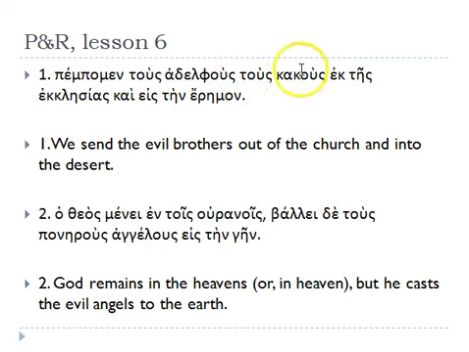Then tous kakous. Now this is an article and an adjective, agreeing with this article and noun in gender, number, and case. We have attributive position, so this adjective is simply describing this noun. We are sending the wicked brothers. Then we have two prepositional phrases, ek, which is always followed by its object in the genitive case, and eis, which is always followed by its object in the accusative case. Out of the assembly or out of the church and into the desert.